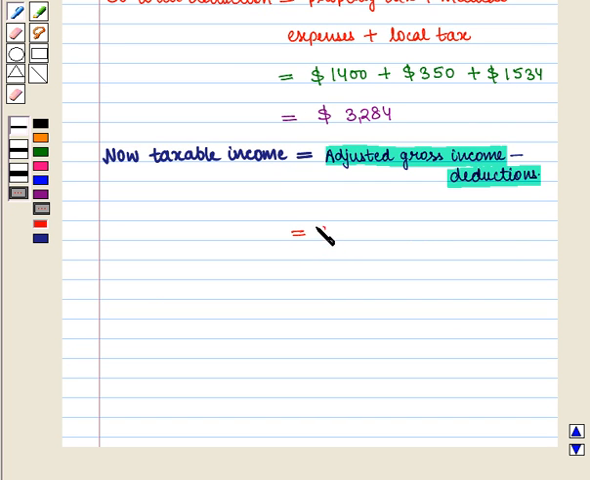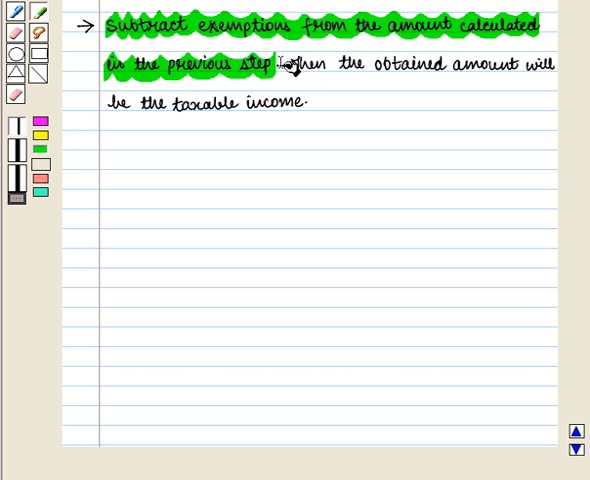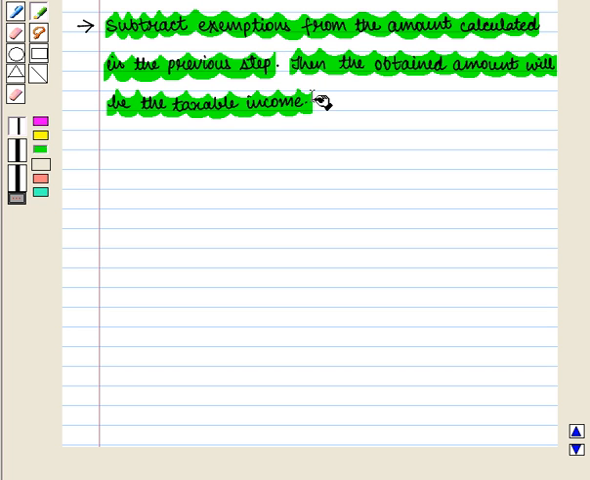Now taxable income is equal to adjusted gross income minus deductions. So this is equal to $95,870 minus $3,284, and this is equal to $92,586. And then we subtract exemptions from the amount calculated in the previous step. Then the obtained amount will be the taxable income.